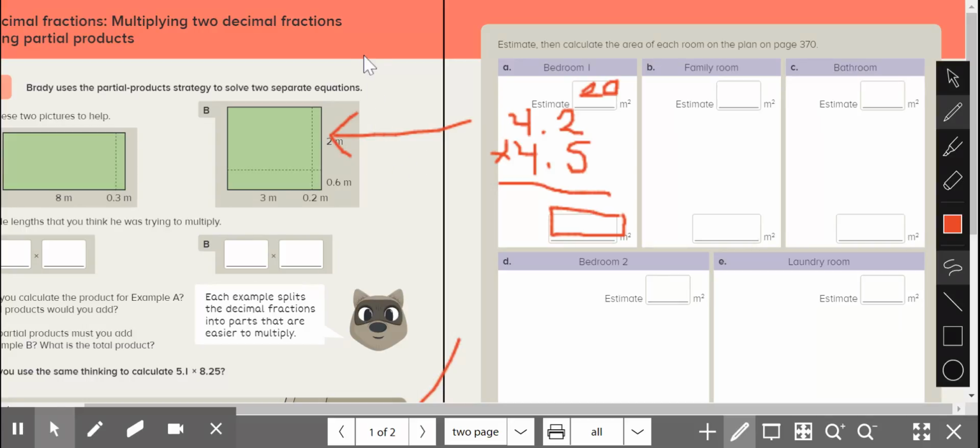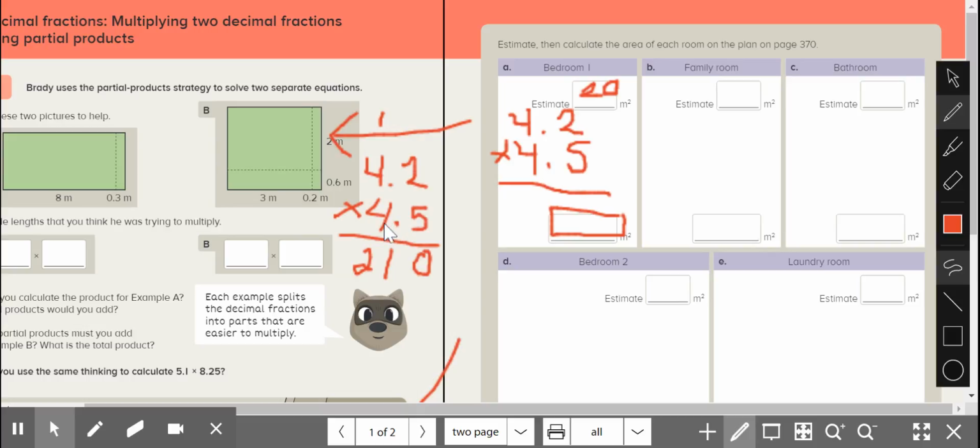Instead, I'm going to use a standard algorithm to solve this problem. So I'm going to look at 4.2 and multiply 4.5 times it. First, we'll do one step at a time, and we're going to keep everything lined up. If we get off of alignment, then we may have some problems. We'll start with 5 times 2. 5 times 2 is 10. We carry the 1 above the 4. 5 times 4 is 20, plus 1 gives us 21. We don't need to worry about the decimal place yet.